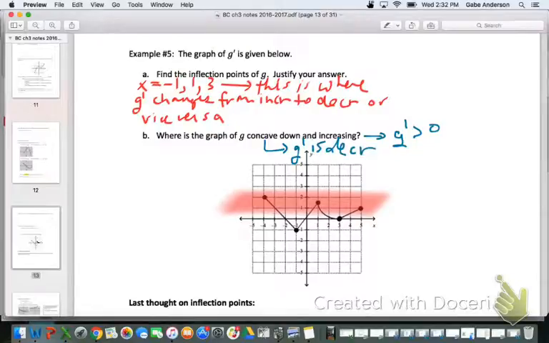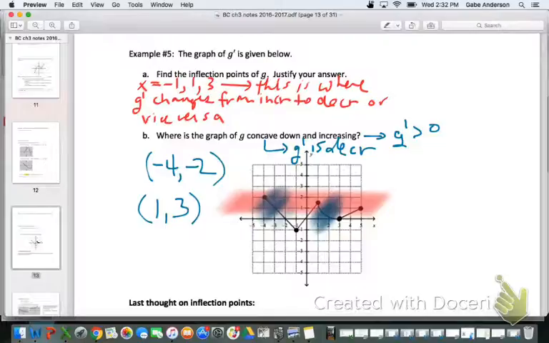I'll try to highlight those like this. So G prime is decreasing here and here. That's pretty much it, right? Looks like there are two intervals that'll work here. So the answers I'm coming up with would be -4 to -2, and 1 to 3. These would be my intervals for those two characteristics.